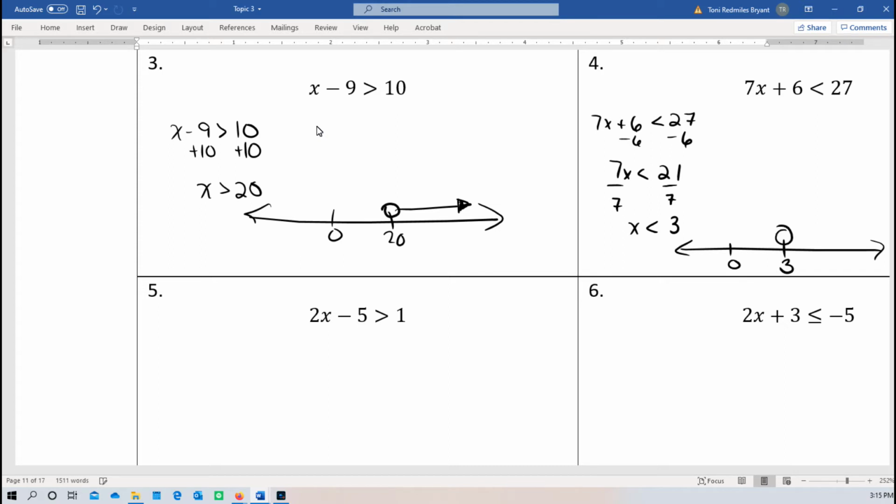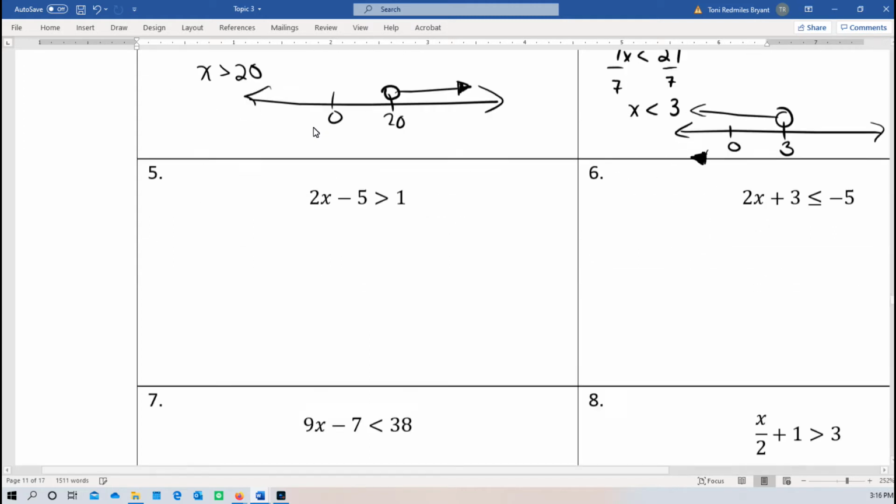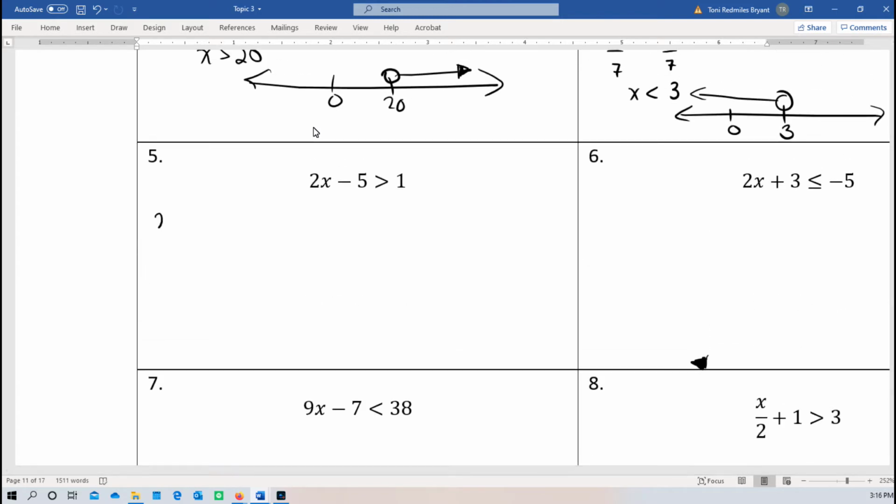So numbers less than 3 are 2, 0, negative 100. All the numbers that are to the left of the 3. All right, so in this one, 5 is subtracting x, so the opposite operation would be to add 5 to both sides, and we're going to get 6 on the right-hand side. So now I see that the 2 is multiplying that x, so to undo it, I have to divide it. That's its opposite operation, and x is greater than 3.